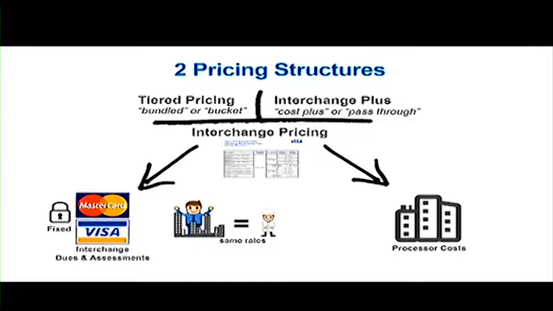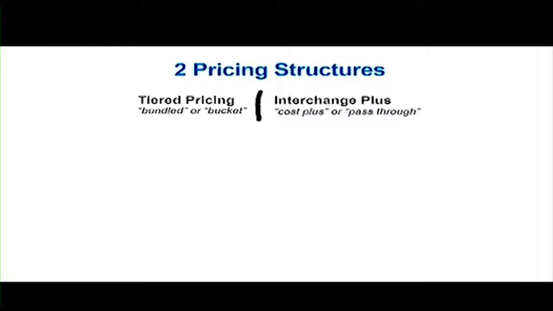The processor cost is the one variable that differs from one processor to the next and is the only area open for negotiation in your search for a merchant account provider. Here's both pricing models in detail. Your choices are tiered pricing or interchange plus.